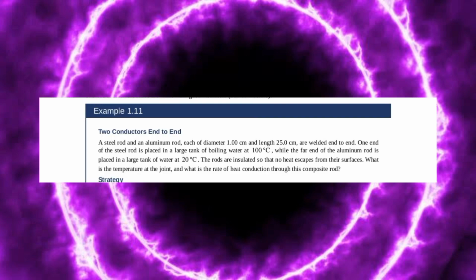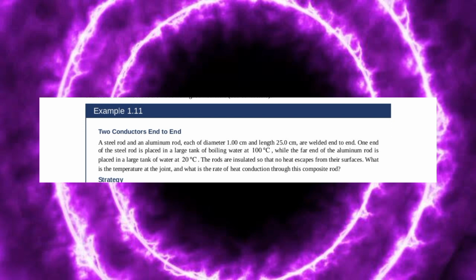Problem set number 2, example 1.11. Two conductors end to end: a steel rod and an aluminum rod, each of diameter 1.0 cm and length 25 cm, are welded end to end.